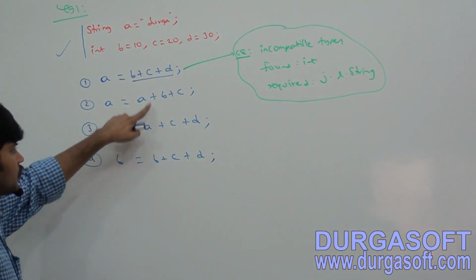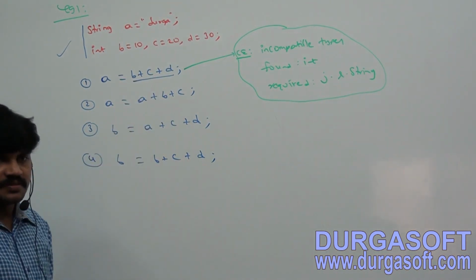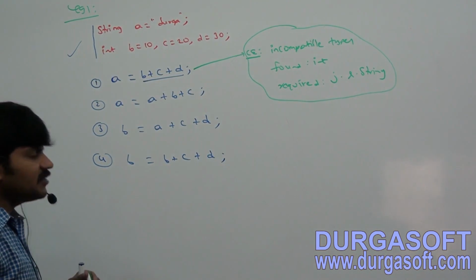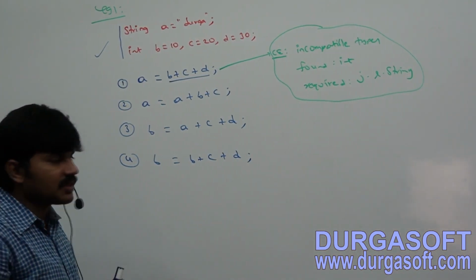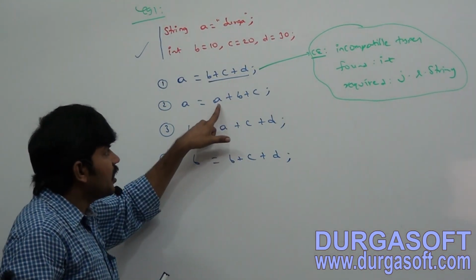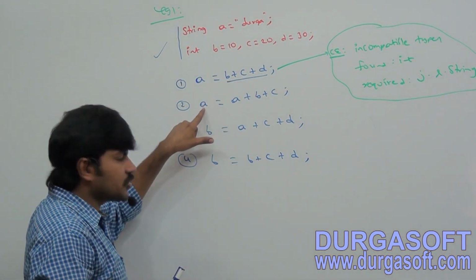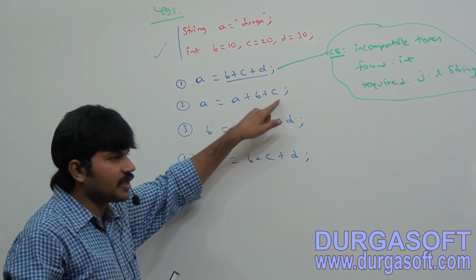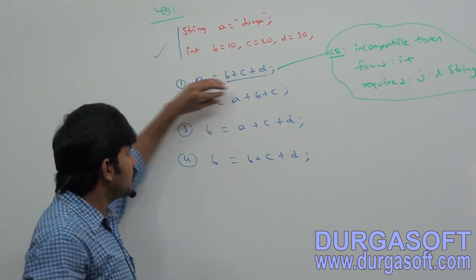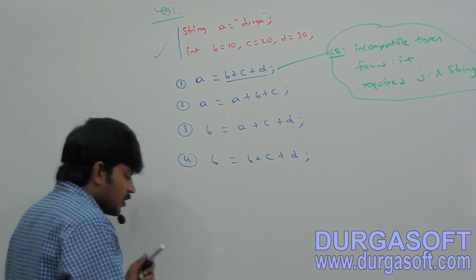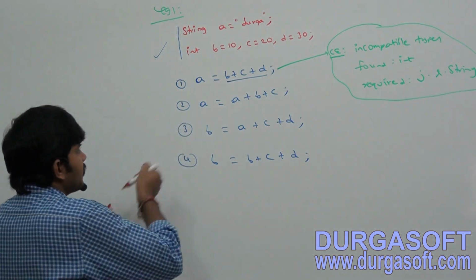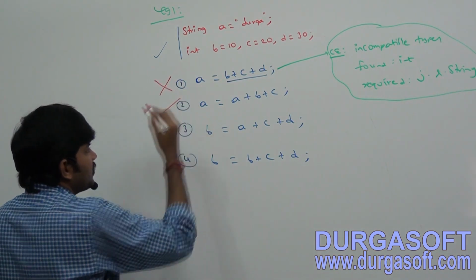Sir, A is equal to A plus B plus C. Can you tell, is it valid or invalid? This one is valid. A plus B plus C is what type? String. String to string, because A is a string, automatically this combination is string. String to string, no problem at all. So the first one is invalid, the second one is valid.